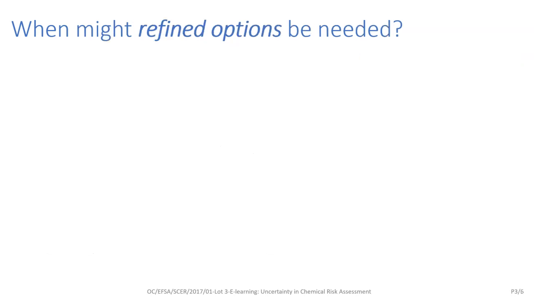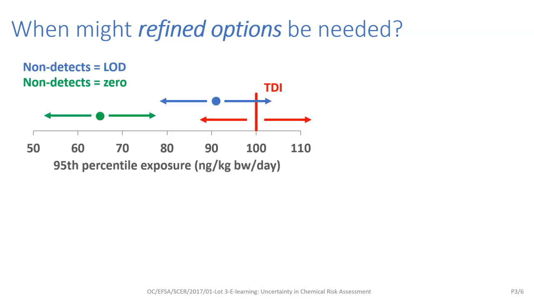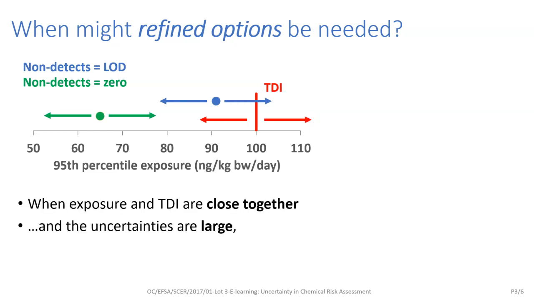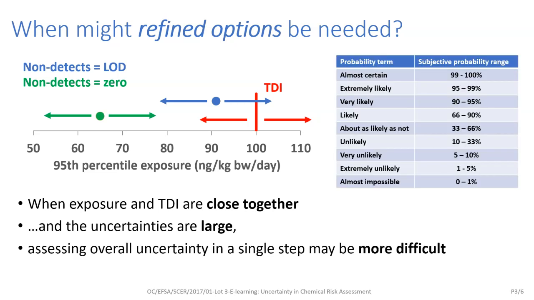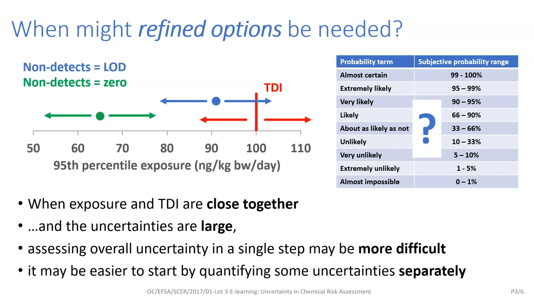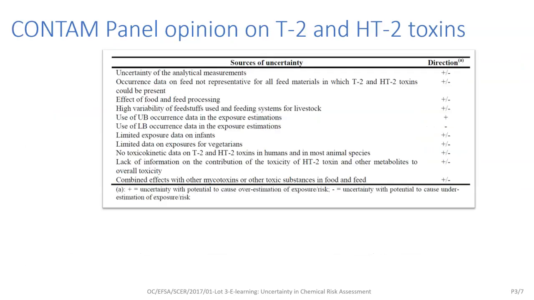So, when are refined options needed? This is more likely for cases like the T2 and HT2 toxins, where exposure and the TDI are close together and the uncertainties are larger. In this type of situation, assessing overall uncertainty in a single step, considering all the uncertainties simultaneously, may be more difficult, and it may be easier to start by quantifying some of the uncertainties separately before considering the overall uncertainty.